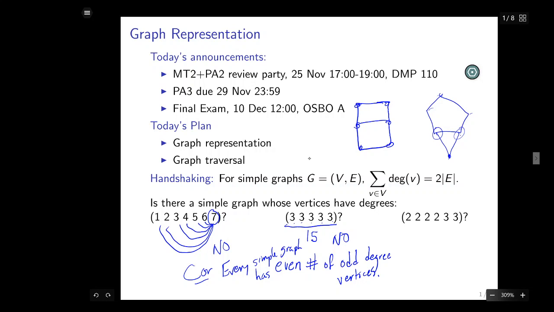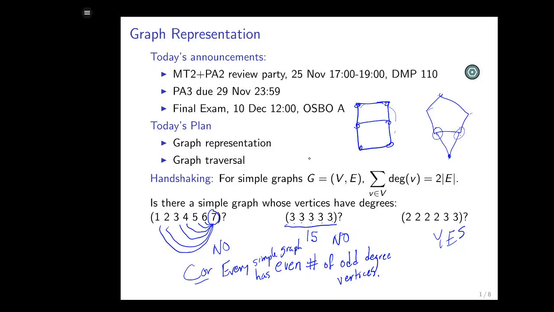Yep. So it's like a cycle. There's a cycle here of degree 2 vertices, and then you can add a chord. That's an edge that crosses a cycle. It's called a chord to that cycle. And you can add it in a couple of ways. Okay, so this is a yes. All right, great.